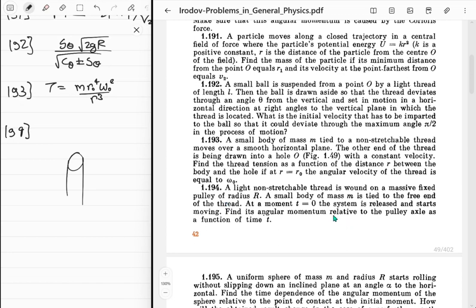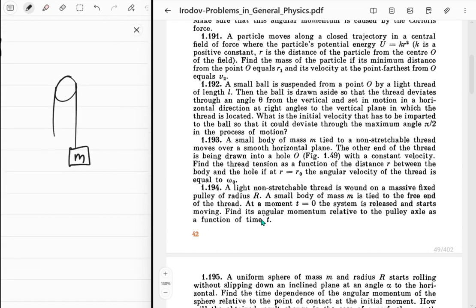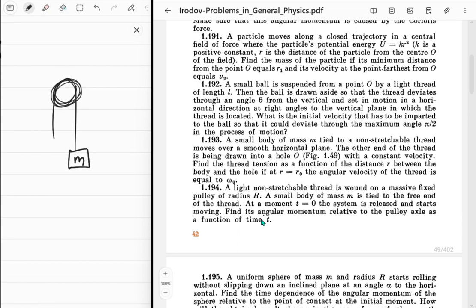Find its angular momentum relative to the pulley axle as a function of time. What is it referring to? Oh, the small body, I think. Okay, fine. It's wound, sorry, so it's like this. Find angular momentum relative to the pulley axle as a function of time. No big deal. You can do it.